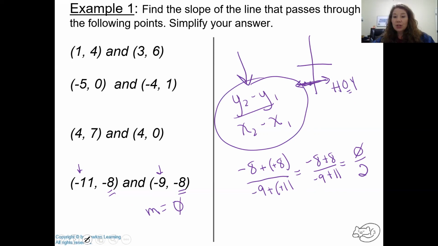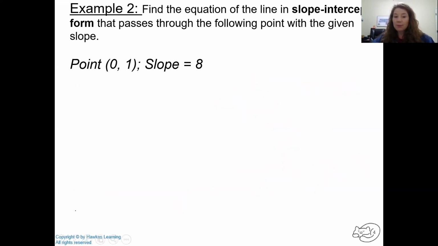So that's how you guys are going to use the slope formula when you are given 2 points without a graph and you can't see what it looks like. Then you're going to use that slope formula.